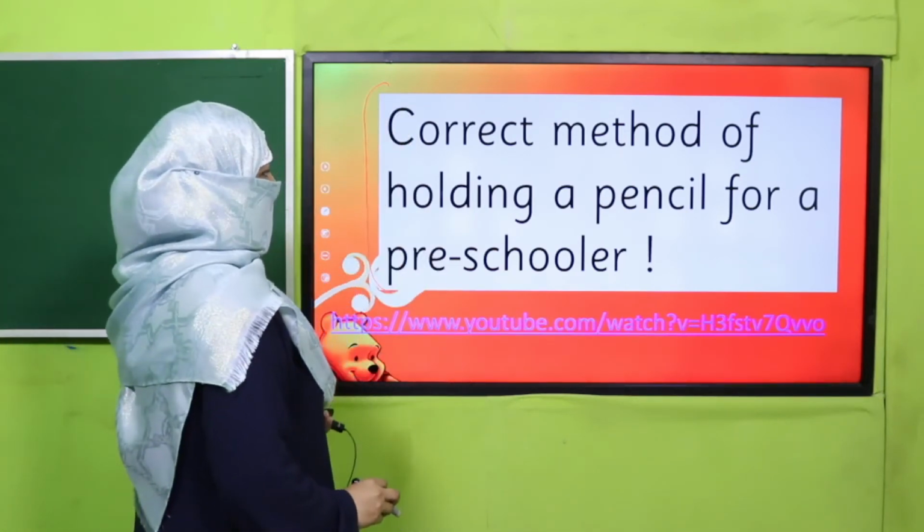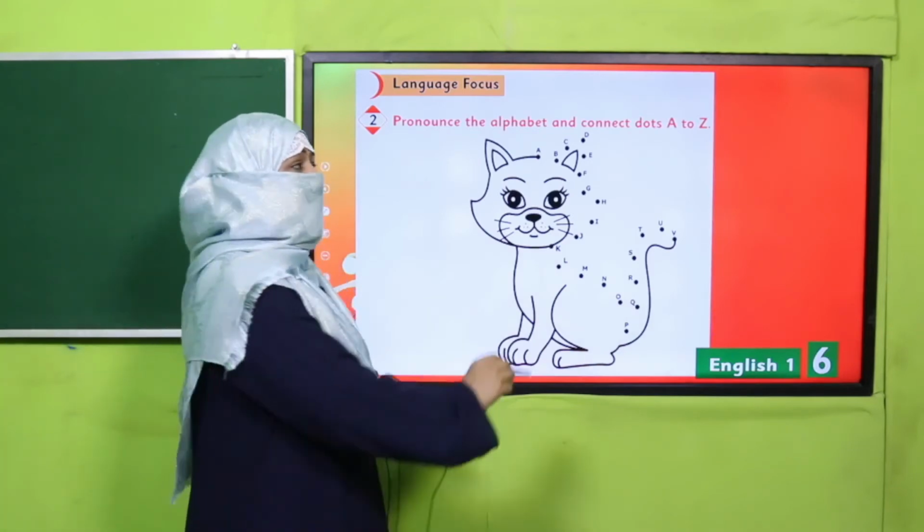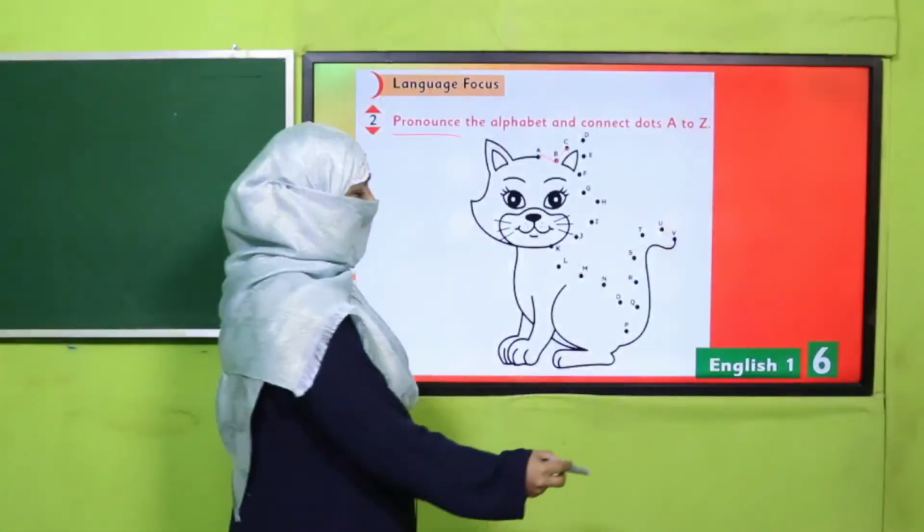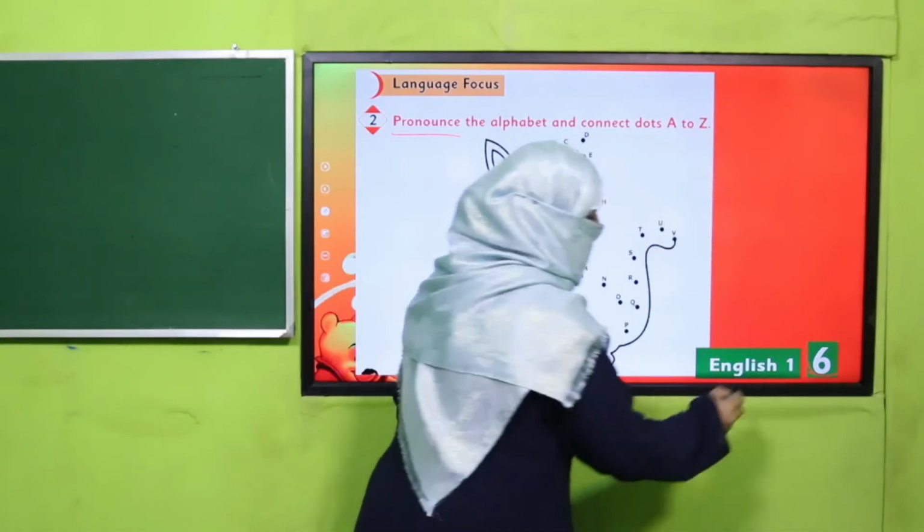Okay, so my dear students, what you will do, you will pronounce the letter. Now you will not read ABC, you will say A, B, K, and you will keep joining these letters. So pause the video and complete this activity on page number 6 of your book.